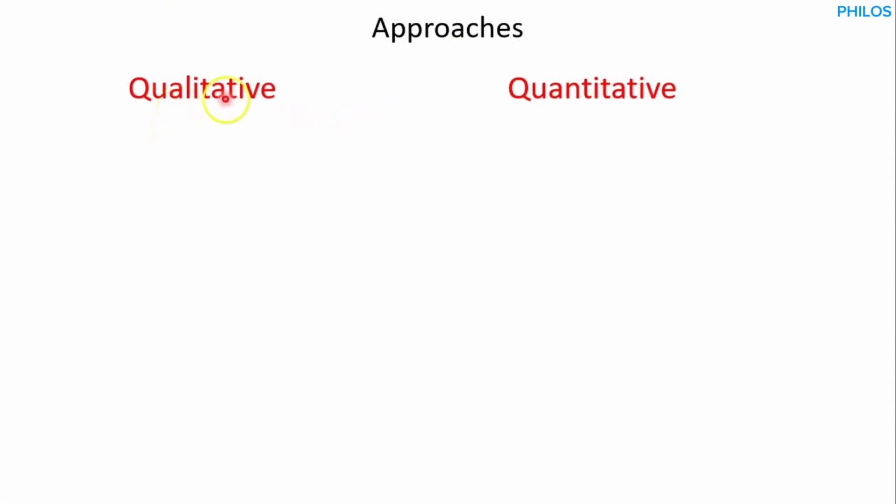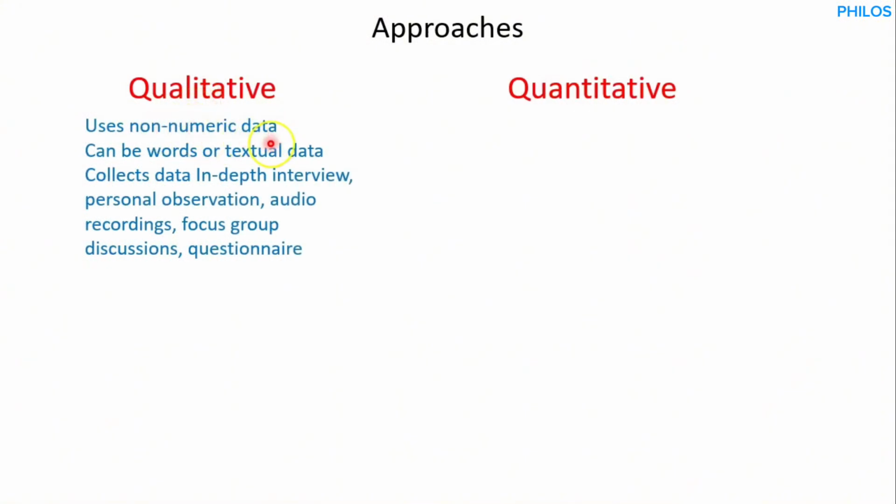Now, for the first type, which is the qualitative approach, it makes use of non-numeric data that are not numeric. Is that okay? And those data can be in words or textual form. And we can collect them by conducting in-depth interview. You interview the person to get their experience, then personal observation, audio recordings, focus group discussions, and then questionnaire. And then qualitative approach asks questions like why and how. You see that? Because we want to understand experience.